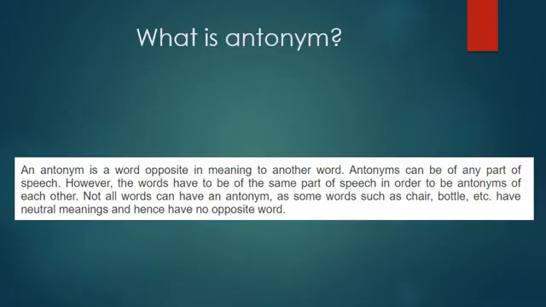Let's study what an antonym is. An antonym is a word opposite in meaning to another word. We have seen synonym, which is similar in meaning, whereas antonym is opposite in meaning. So we are studying synonyms and antonyms in vocabulary building.